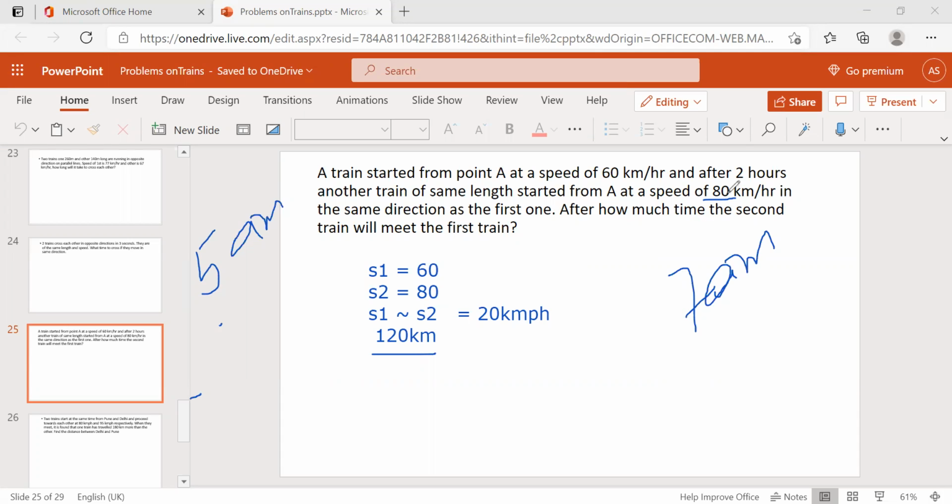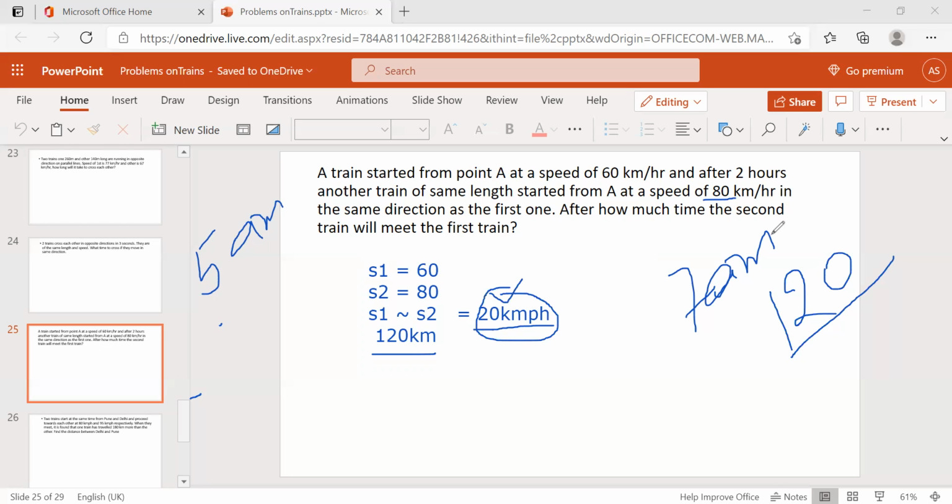So train 2 speed is 80 kilometers per hour. That means the difference is 20 kilometers per hour. So with this 20 kilometers per hour, how much time to cover 120 kilometers? Why 120 kilometers? Because the first train is already ahead. If you cover this 120 kilometers with the extra speed, whatever the difference of the speed, then the second train will reach the first train. This is the concept.